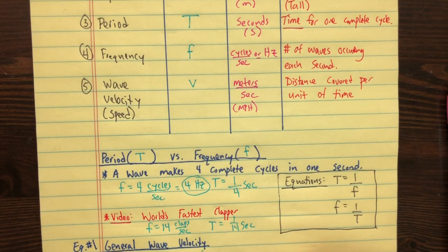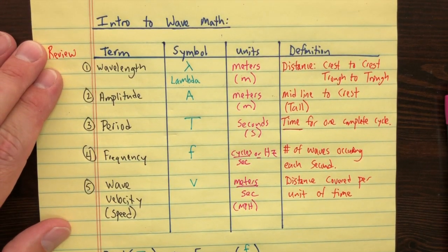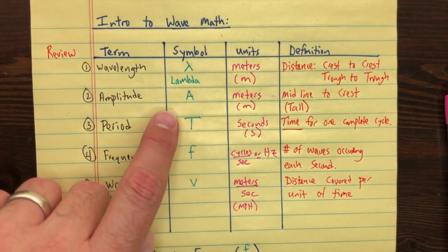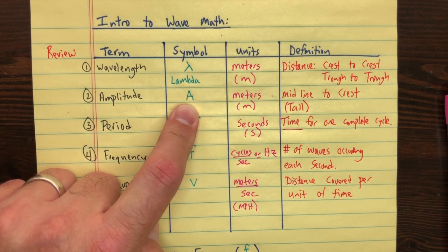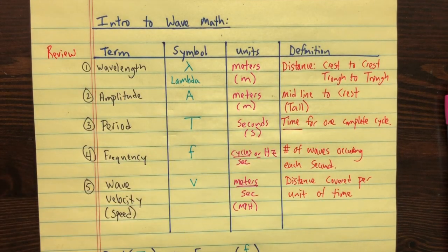So what us physics types want to do is come up with an equation for wave velocity. So we want to look at our terms and say, okay, which one of these variables represents distance from our chart? Which one has units of meters? It's like a side-to-side distance. And we look up here and there's only two that have distance. Amplitude would be like a vertical distance, and wavelength would be your side to side, right? Because it's crest to crest.